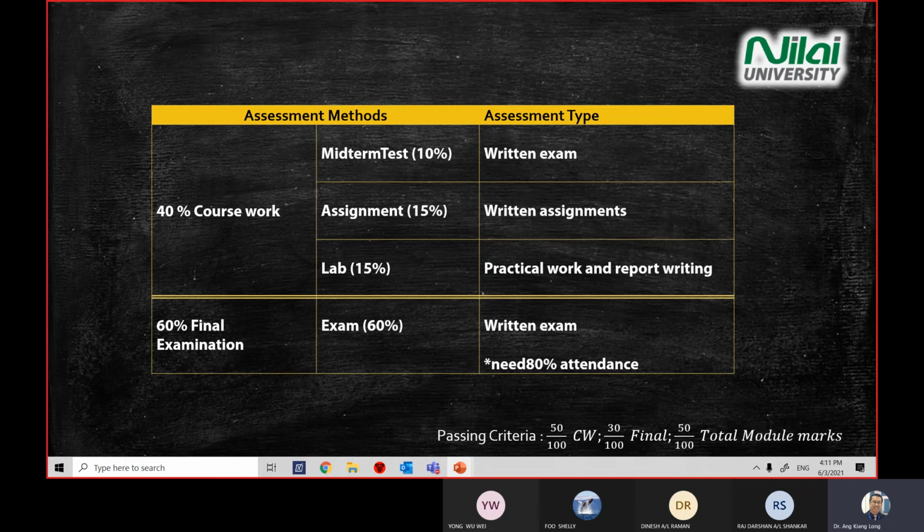It is the same with the midterm test. Of course, for the midterm test we won't have 4 questions. We only have 2 questions, which means 1.5 hours.